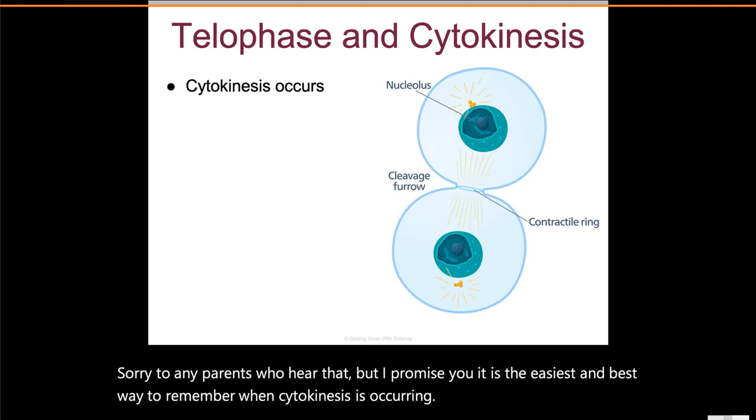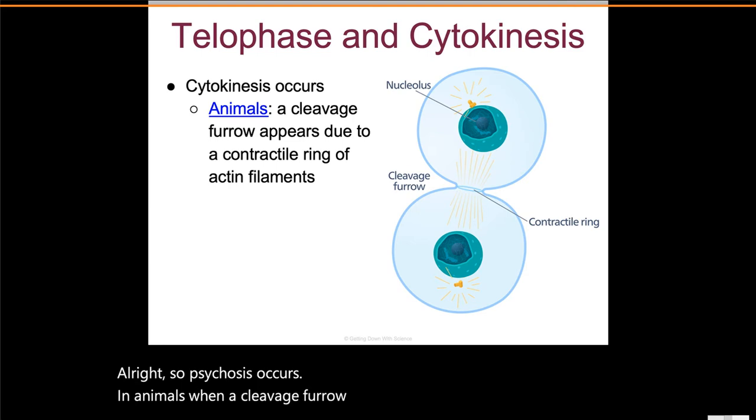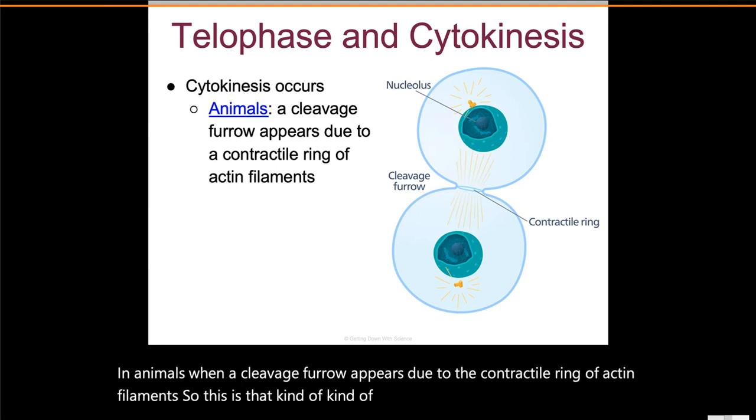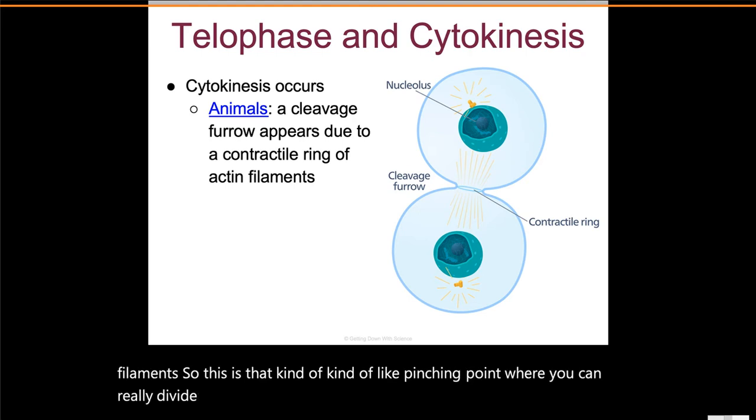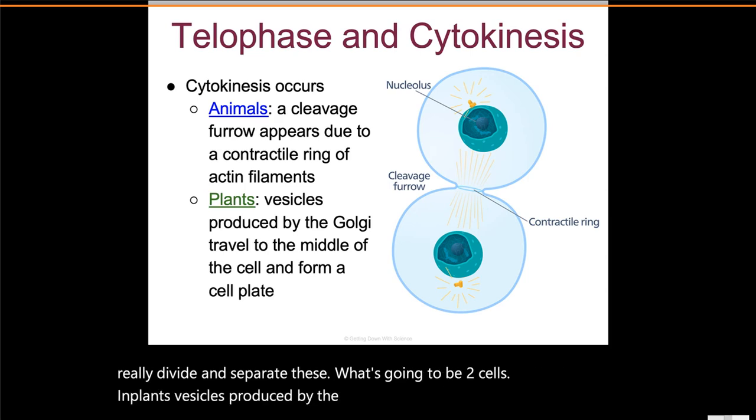All right, so cytokinesis occurs in animals when a cleavage furrow appears due to the contractile ring of actin filaments. This is that pinching point where we can really divide and separate what's going to be two cells. In plants, vesicles produced by the Golgi travel to the middle of a cell and form a cell plate.